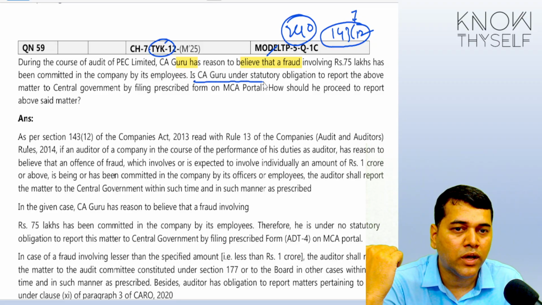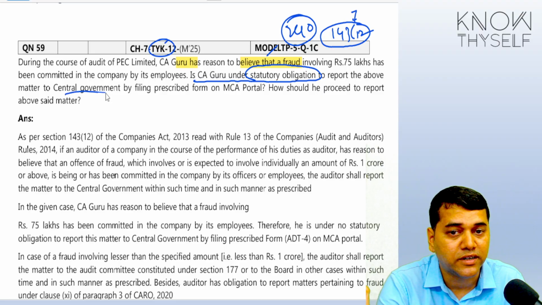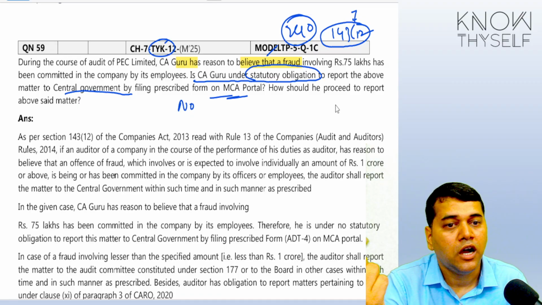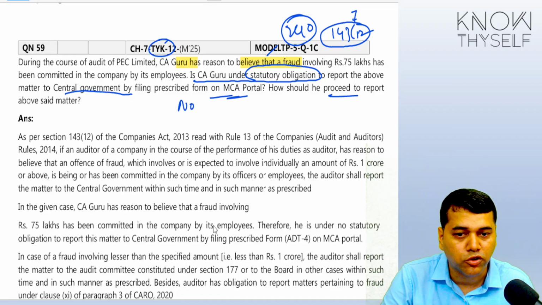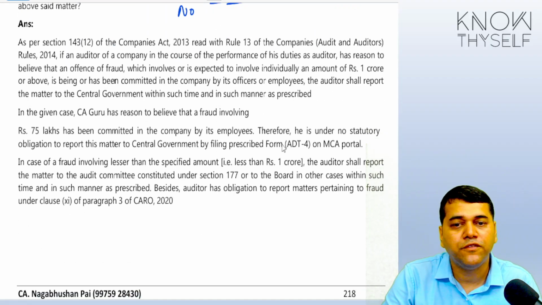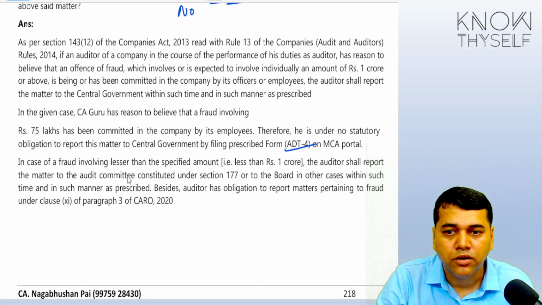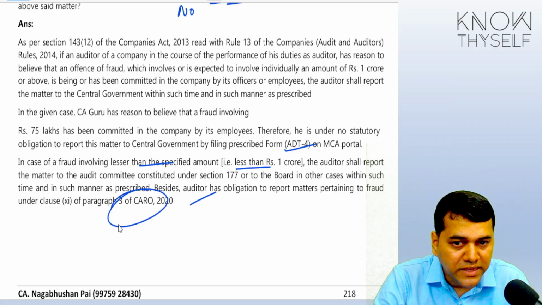Now, has Guru got a statutory obligation to report the above matter to the central government in the portal? The answer is no. How should he then proceed? You have to say that he doesn't have an obligation because 1 crore is not crossed. Then you have to tell that he would have reported through ADT-4 on the MCA portal. In case of fraud involving less than 1 crore, he has to inform the central government. Should he inform in the CARO?